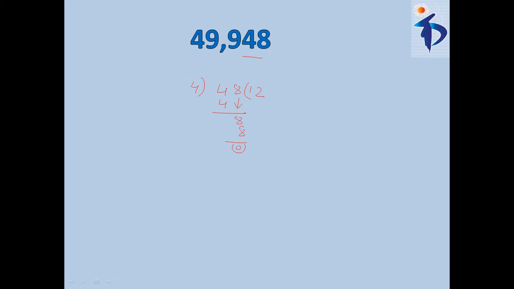So with this we can say that 49,948 is divisible by 4. Just see here, instead of dividing this total number, 49,948, I just tested with the last two digits and I can say that this number is divisible by 4. Let us see another number now.